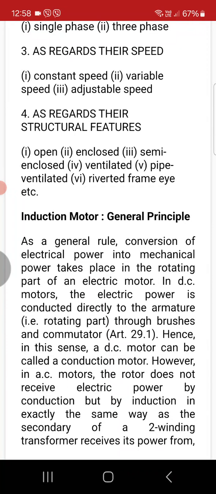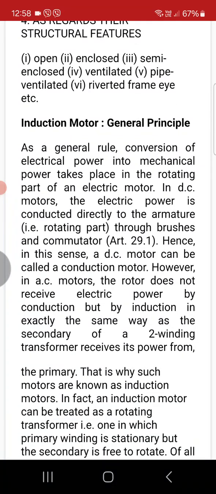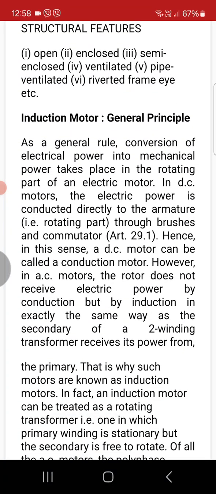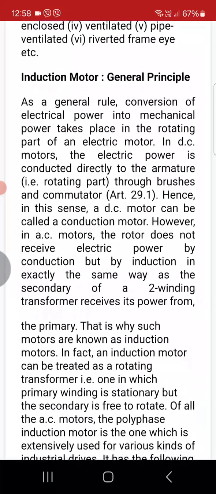Hence, in this sense a DC motor can be called a conduction motor. However, in an AC motor, the rotor does not receive electric power by conduction but by induction, in exactly the same way as the secondary of a two-winding transformer receives its power from the primary. That is why such motors are known as induction motors. In fact, an induction motor can be treated as a rotating transformer, i.e. one in which the primary winding is stationary but the secondary is free to rotate.